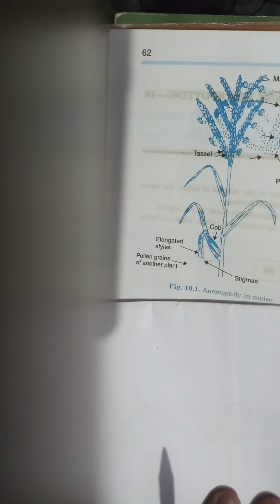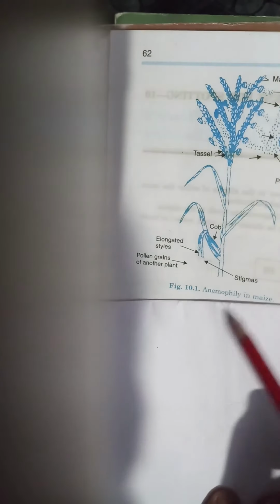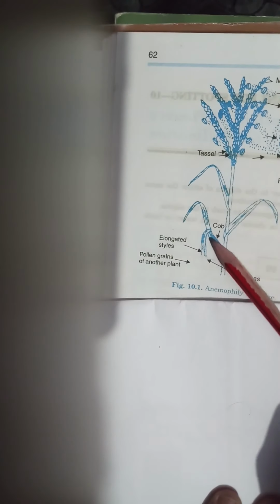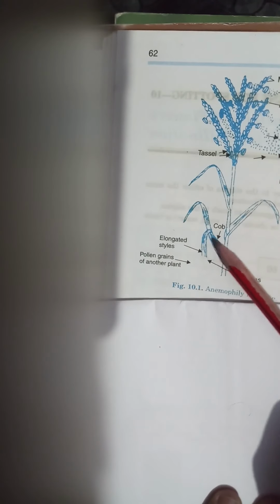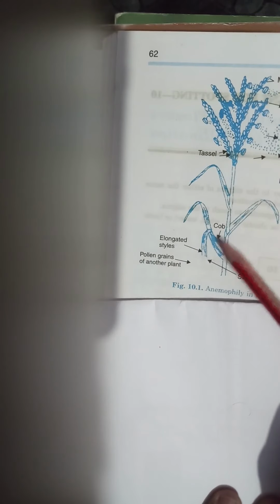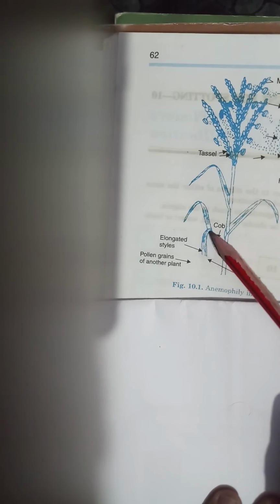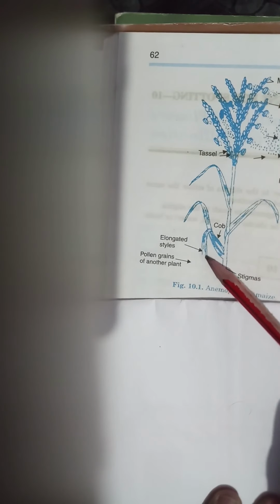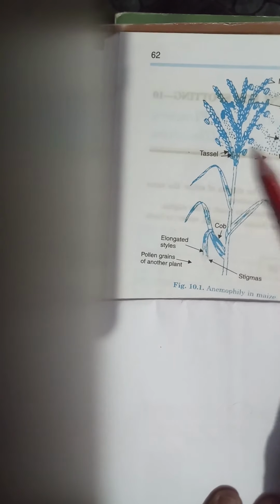Students, now we will discuss wind pollination by maize plant. In the diagram you can see maize plant. At the top you can see male flower, and this is the female flower where you can see its cob. This is elongated style, and this region is stigma. So you can see this maize plant.